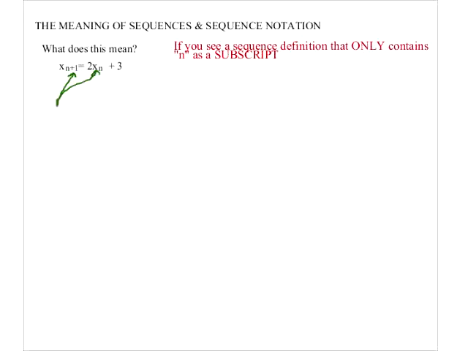If you see a sequence definition that only contains n as a subscript, does anybody give me the non-smiley face if you don't know what a subscript is? Is there anybody out there who doesn't know what that means, a subscript? Okay, a subscript is these little numbers here. Like x is not a subscript, x is a regular script, a regular variable, but these little numbers here on the bottom are called subscripts. So let me just indicate that here. All right. So that's what subscripts mean. These are subscripts.